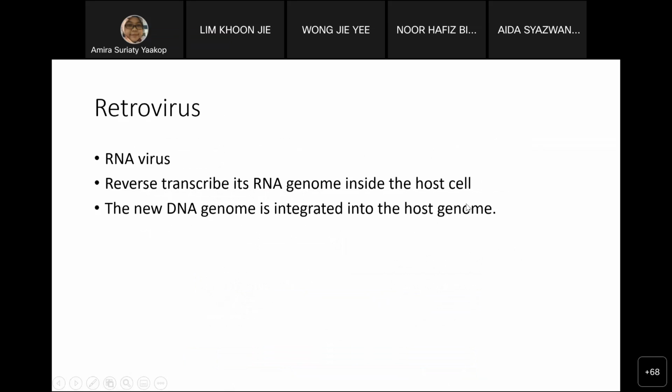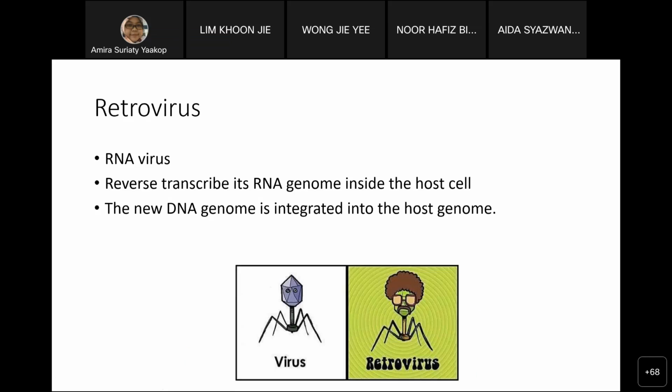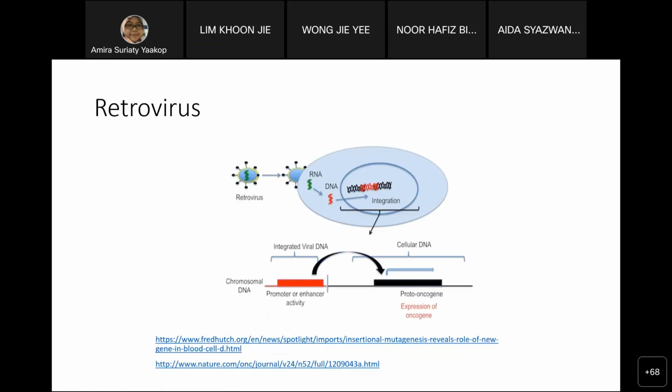Alright. And then retrovirus, because it carries the RNA, okay? It reverse transcribes the RNA genome inside the host cell. The new DNA genome is integrated into the host cell. So a virus usually brings a lot of extra DNA with it, alright? Okay, so this is retrovirus, this is a normal virus. Just for fun. Alright, so this is an example of the processes for retrovirus.